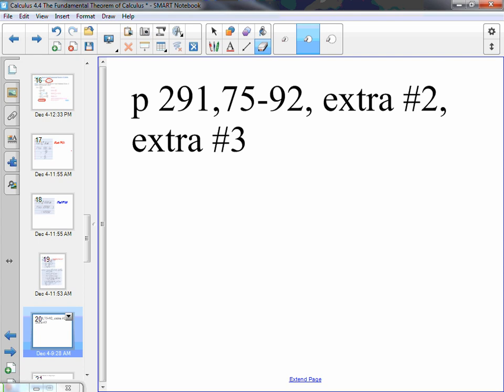Here you go, page 291, 75 through 92. And if you didn't do those extra two that we did, extra number 2 and extra number 3, do them now.